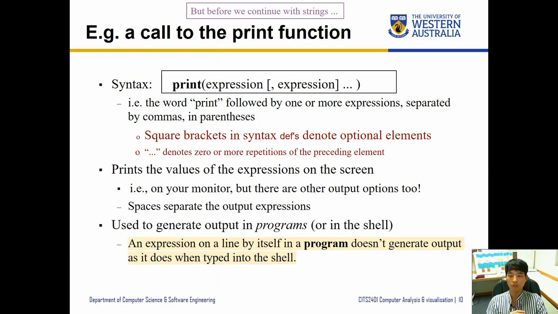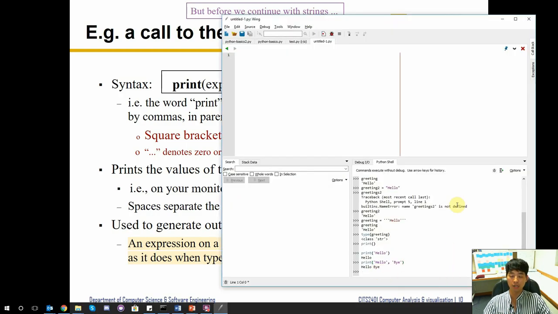The print function is used to generate output in programs. In shell, we don't have to explicitly call the print function, but if you want to actually display something to the shell when the program is running, then you will have to call the print function inside your program. So those of you asking, how do I get rid of that new line at the end?